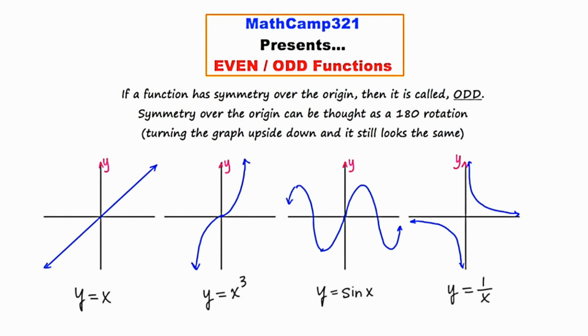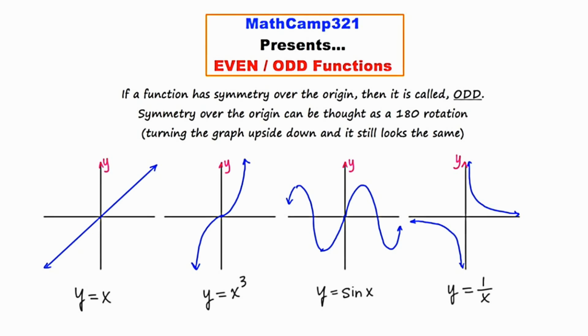On this slide, we're going to be talking about odd functions, and you might ask, well, what is an odd function? If a function has symmetry over the origin, then it is called odd. Symmetry over the origin can be thought of as a 180-degree rotation, which is like turning the graph upside down and it ends up still looking the same.